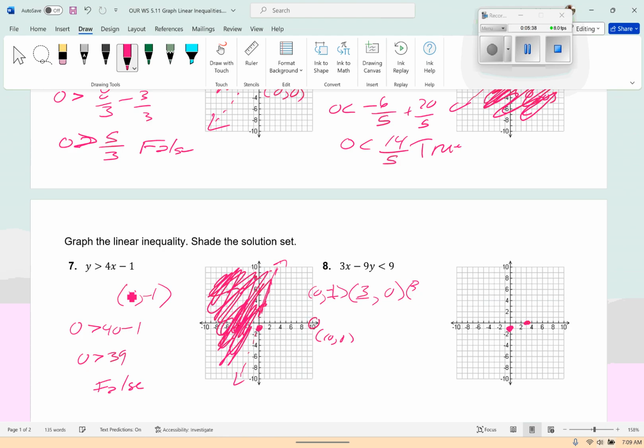3, 0. This is a dotted line. So 0, 0 is on top. Plug 0, 0 in there, and there. I get 0 is less than 9. That's true. So you shade the top part of this line.